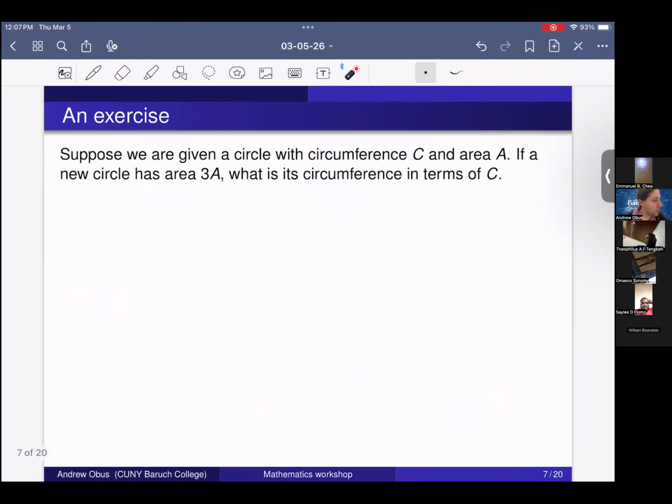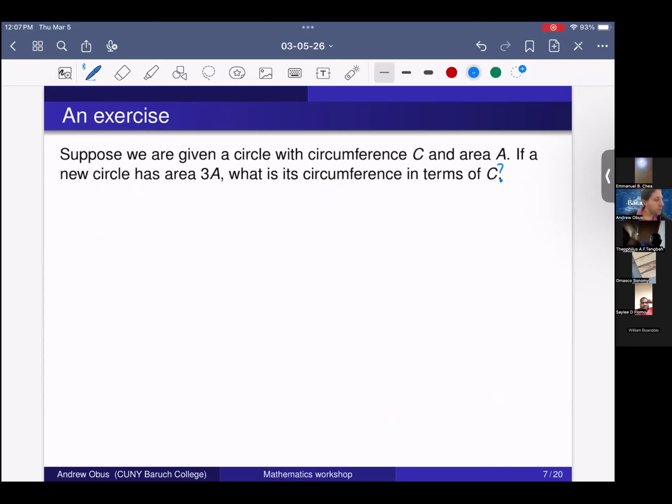Okay, so we can do an exercise, just a basic exercise for practicing with the basic formulas. So suppose we're given a circle with circumference C and area A. And if a new circle has area 3A, then what is its circumference in terms of C?